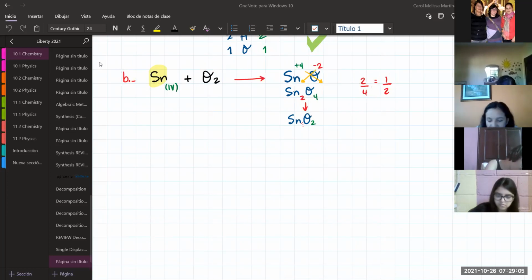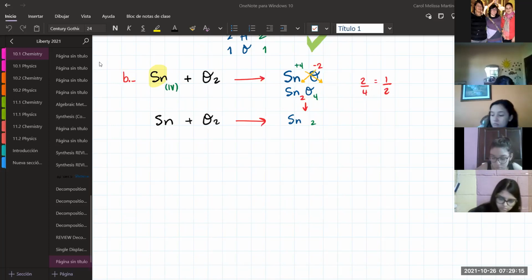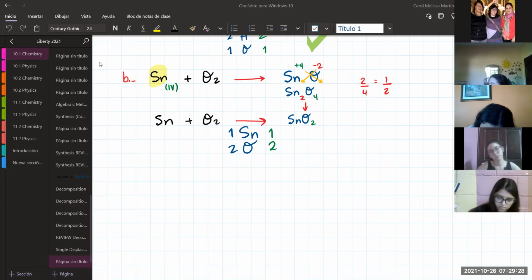So my reaction will be like this: Sn plus O2, producing what you have over there. And just by taking a look, we know that it is balanced. Or you can even compare what you have in the reactants against what you have in the products. So as you can see, yes, it is balanced.